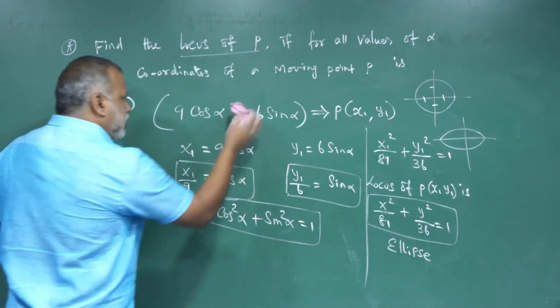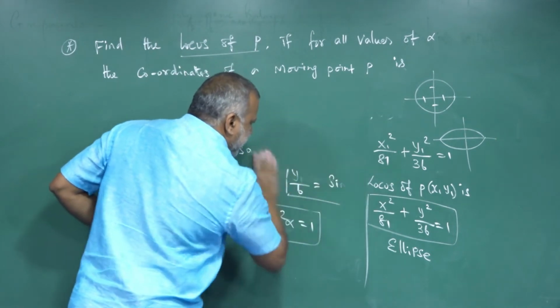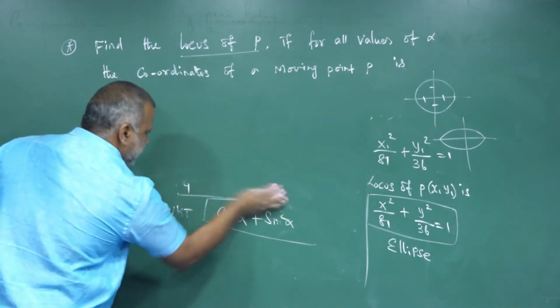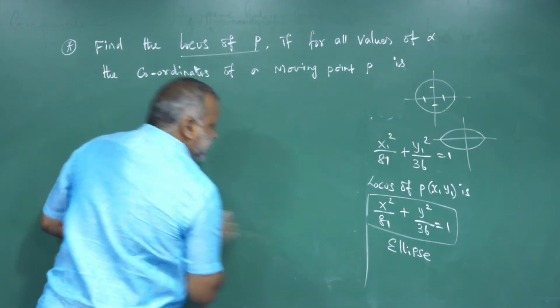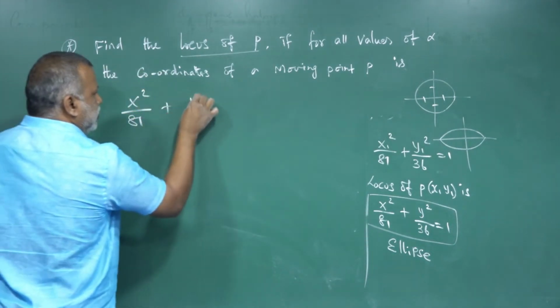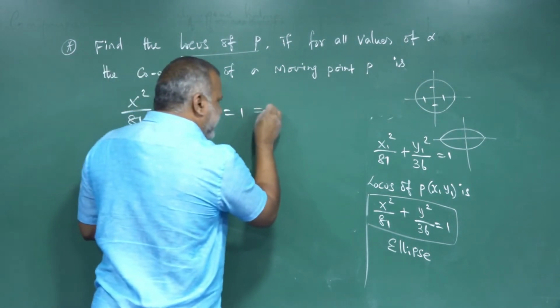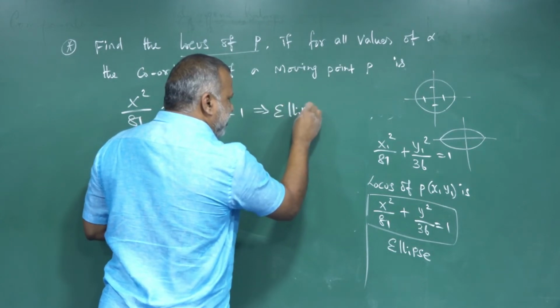Listen students. The question may be asked in a different way also. See this one. x squared by 81 plus y squared by 36 equal to 1. This is the equation of the ellipse I just explained.